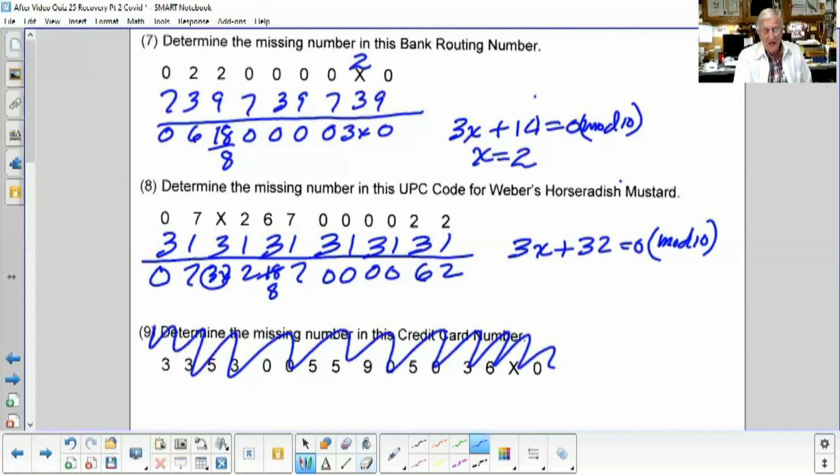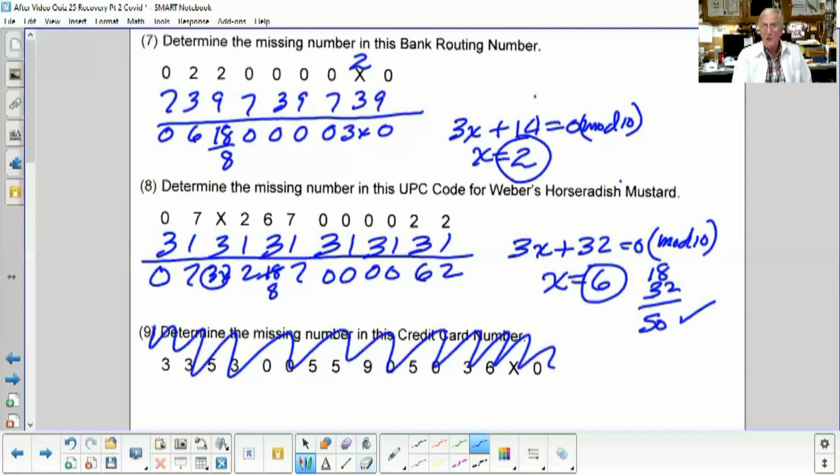So what does 3x have to end in? It has to end in a what? An 8. So what number times 3 ends in an 8? Well, 3 times 2 is 6, 3 times 4 is 12, 3 times 6 is 18. Look at that. X has to be 6. All right? So since x is 6, 3 times 6 is 18. 32 added with 18 gives me 50. It checks out.